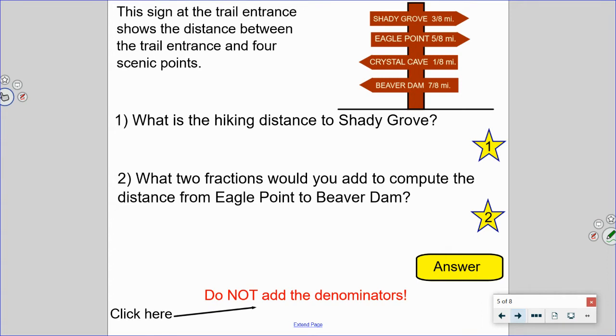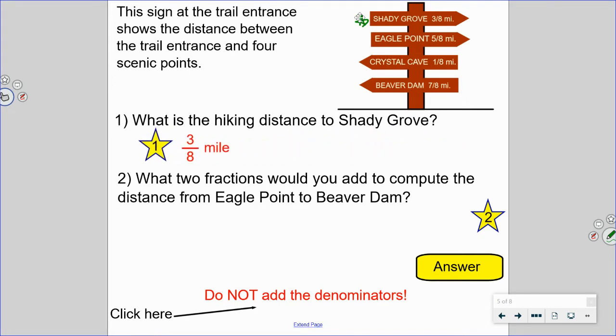All right, let's take a look at this. If you'd like to pause and read this on your own, you're welcome to do so. The sign at the trail entrance shows the distance between the trail entrance and 4 different scenic points. We got Shady Grove, we got Eagle Point, Crystal Cave, and Beaver Dam. What is the hiking distance to Shady Grove? Well, that's pretty easy to see. You can see we go 3/8 miles in a certain direction.